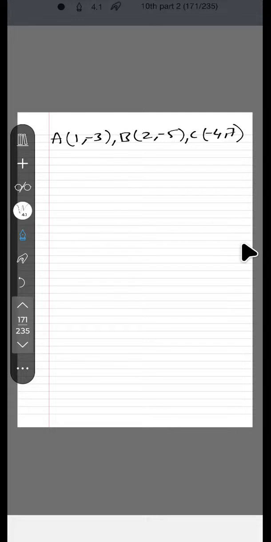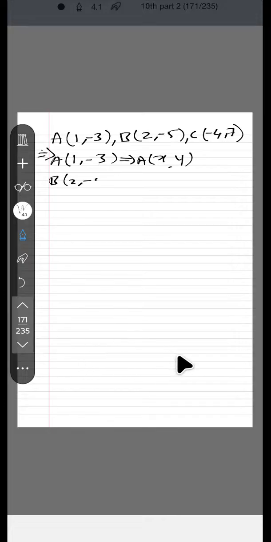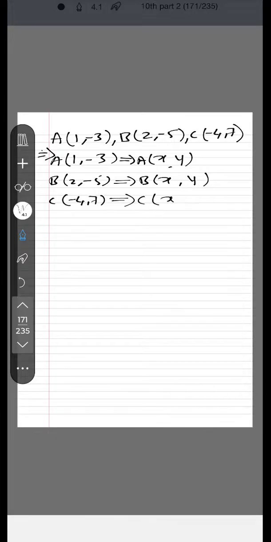Simply we will try. See, point A is given here. What is point A? (1, -3). This is how you have to write the answer of this question in the exam. So I can write A as a coordinate (x, y). Okay, B is equal to (2, -5), so B is again (x, y), and C is equal to (-4, 7), which is C (x, y).